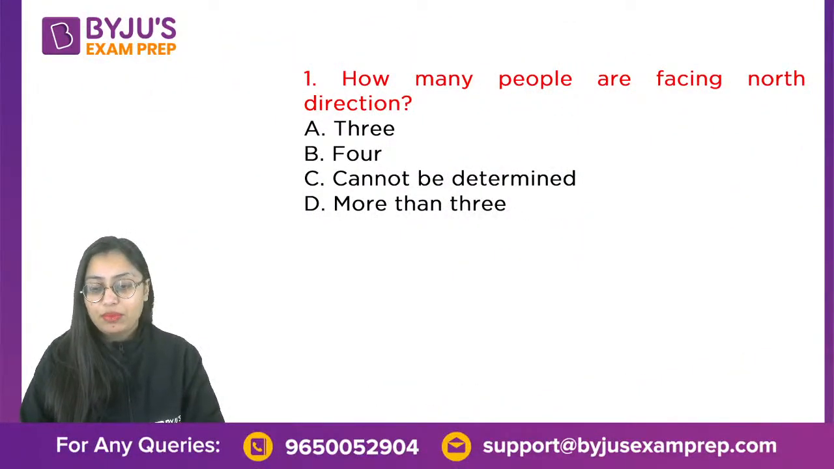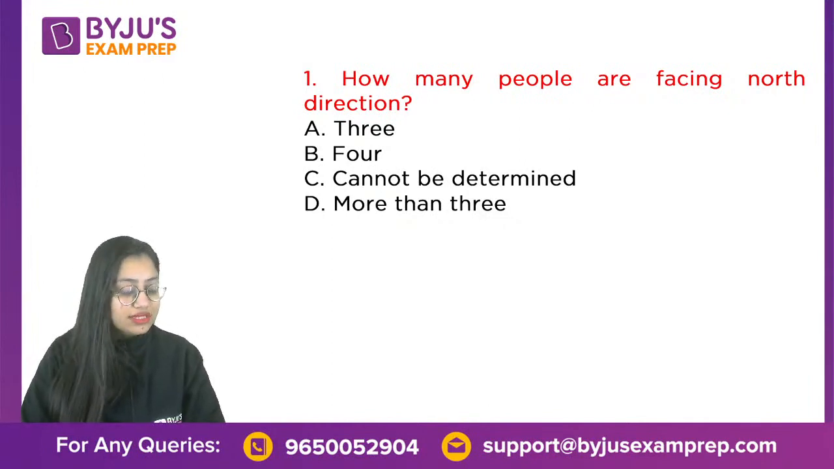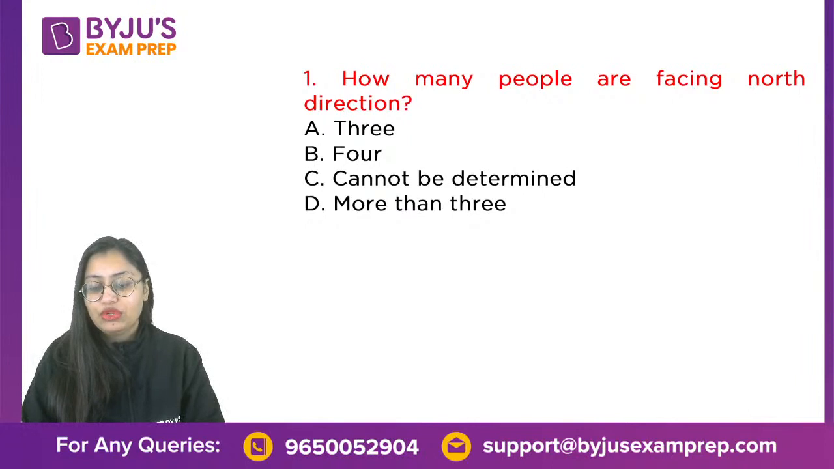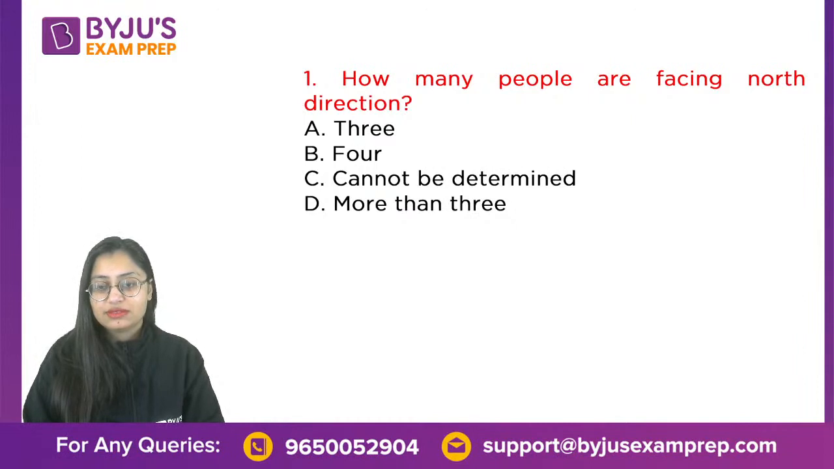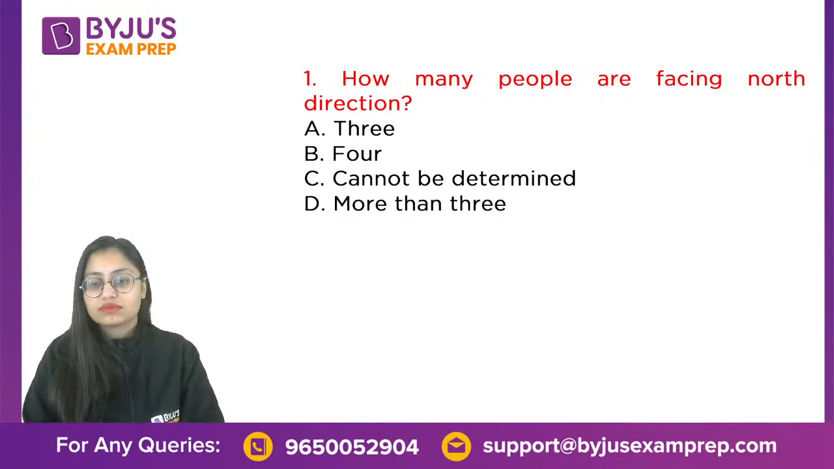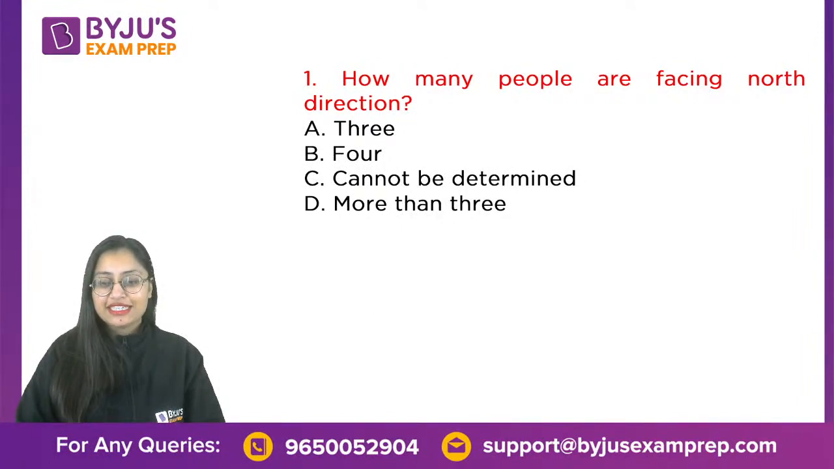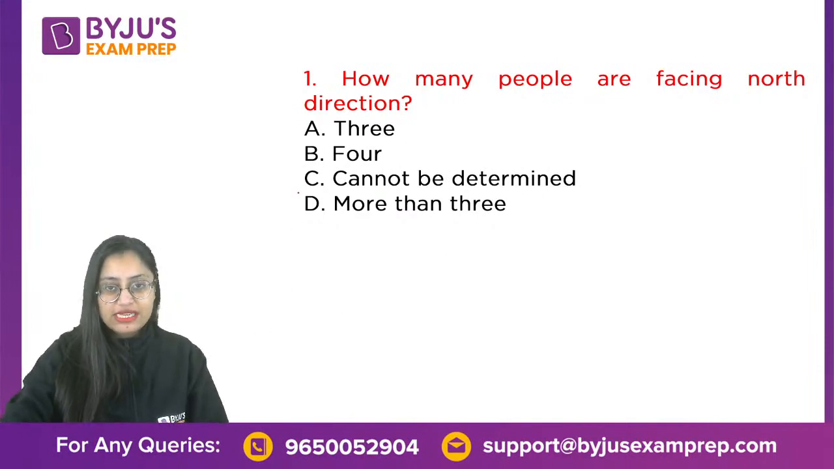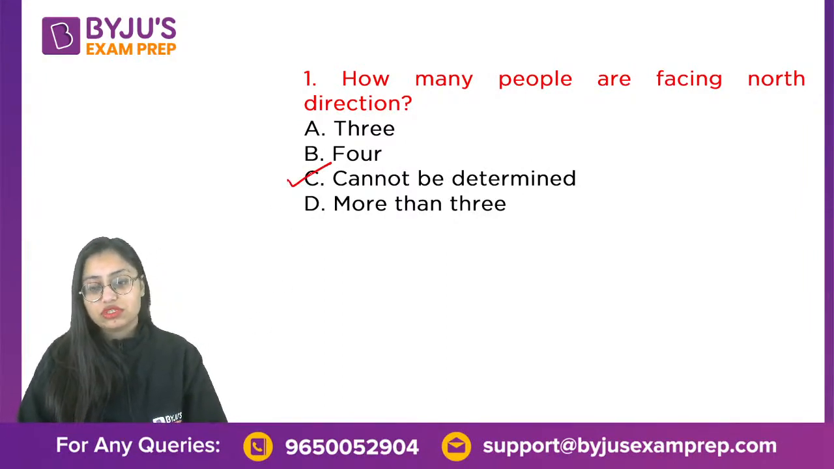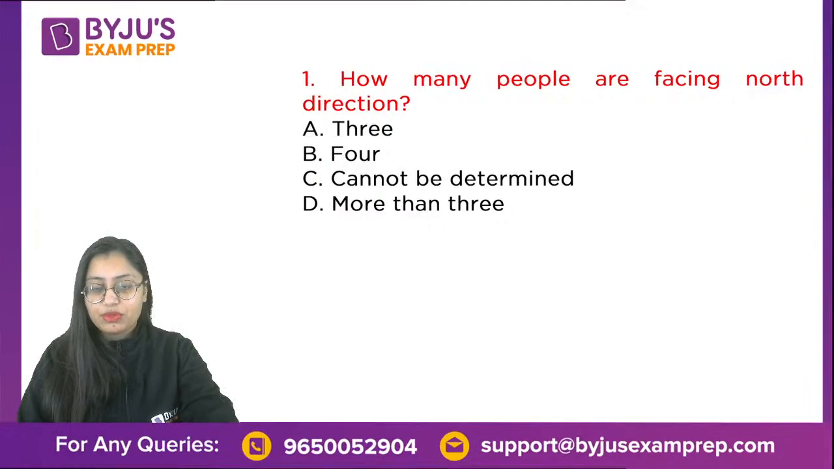It says, how many people are facing the north direction? How many people are facing the north direction? The answer to this question is, what do you think is the answer to this question? The answer is option C, that it is not possible to determine exactly how many people are facing towards north.